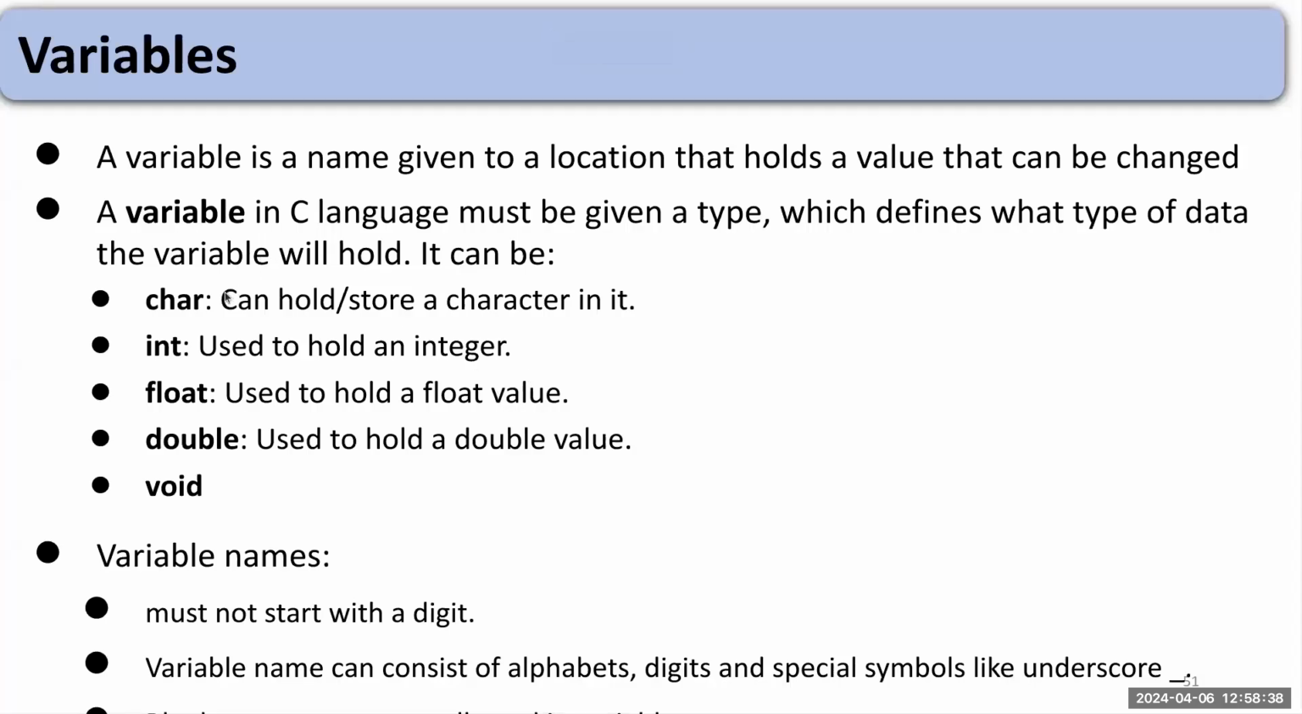A variable of type char holds a character. Int is used to hold an integer, float to hold a float value. Float values are also numbers, not like integers. Integers can include only numbers like 1, 2, 3. If you want to include 1.5, we have to declare it as a float. If you want to include a bigger value, we can write double. Void is no values.